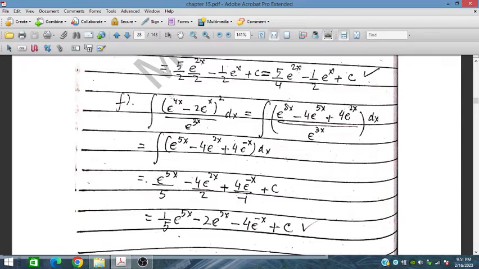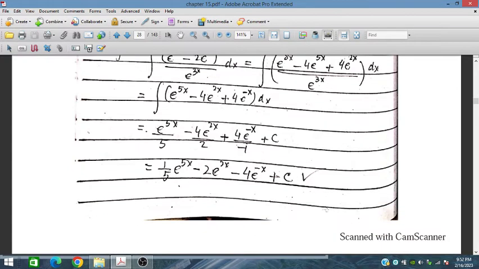Now this part f, (e^(4x) minus 2e^x) whole square divided by e^(3x). We expand the numerator, that is e^(8x) minus 4e^(5x) plus 4e^(2x), and the denominator we have e^(3x). Now we divide each term by e^(3x), and we will have e^(5x) minus 4e^(2x) plus 4e^(-x). And now we'll take the integral of each term: e^(5x) upon 5 minus 4e^(2x) divided by 2, minus 4e^(-x) divided by minus 1 plus c. So this comes out as 1/5 e^(5x) minus 2e^(2x) minus 4e^(-x) plus c.